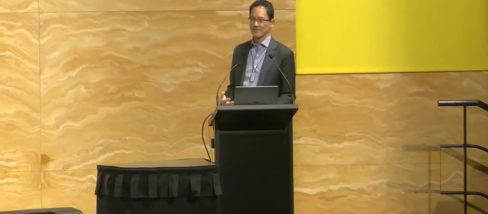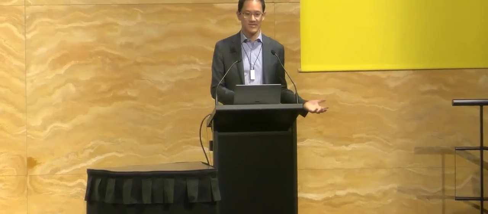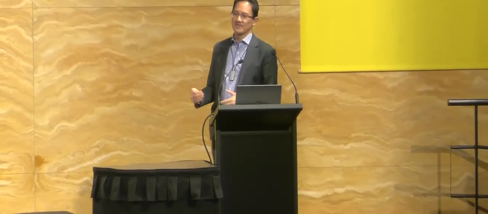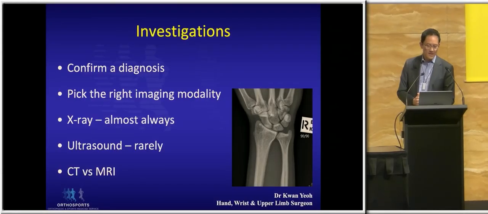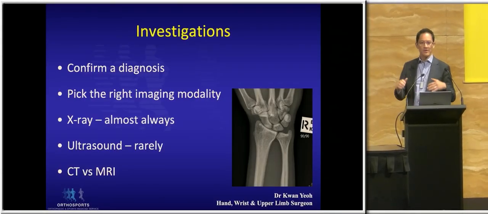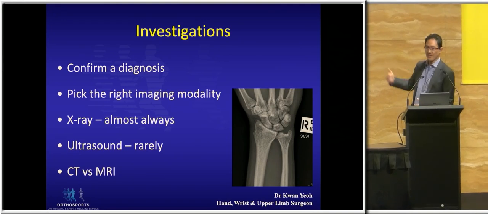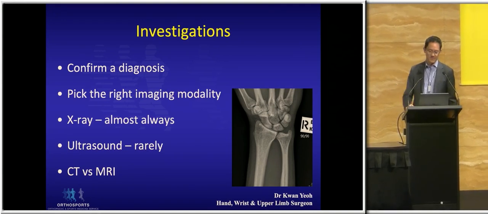And so investigations are then really only there to confirm the diagnosis, not to make your diagnosis in most cases. When you go on to investigation, it is important to pick the right imaging modality. And the most important imaging modality for this is an X-ray, even if you're suspecting a soft tissue problem. That's because the X-ray gives you an overall view of the anatomy. I will come to the importance of this later on in some of the specific conditions.